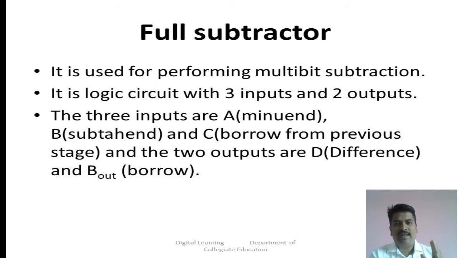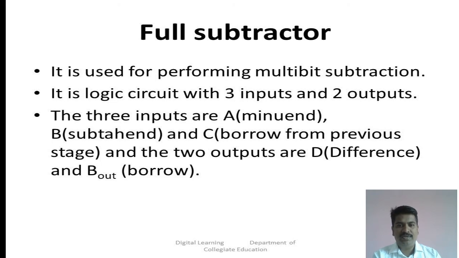So full subtractor is a logical circuit which performs the subtraction of 3 bits at a time, which produces two outputs. One is difference, another one is borrow. Okay, that is the way we can define the full subtractor. I'll define the full subtractor once again. Full subtractor is a logical circuit that performs the subtraction of 3 bits at a time and produces two outputs, difference and the borrow.